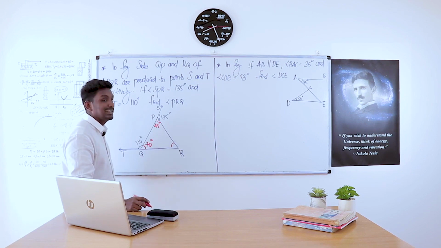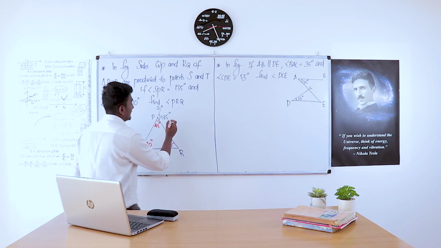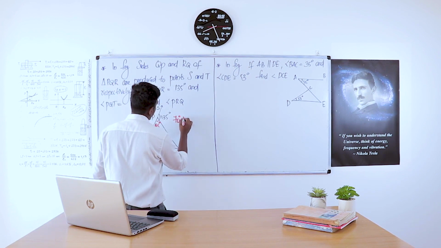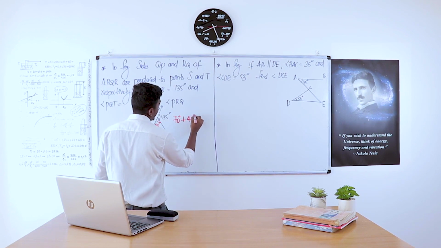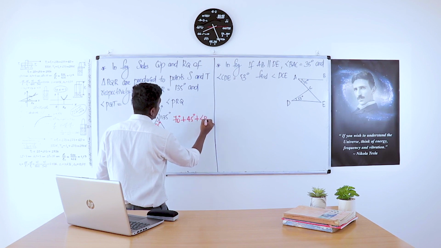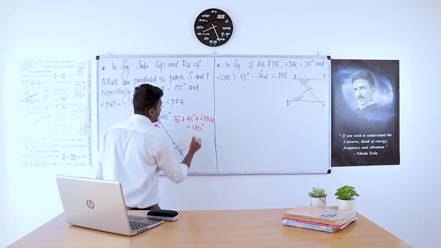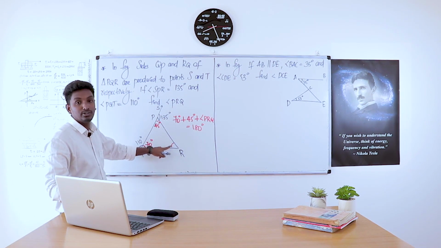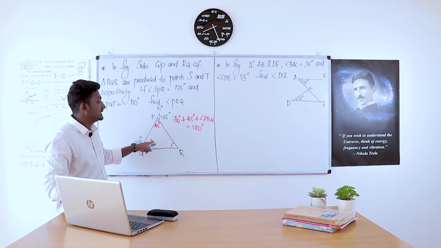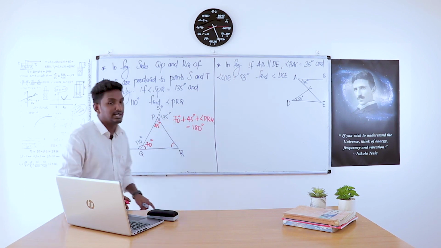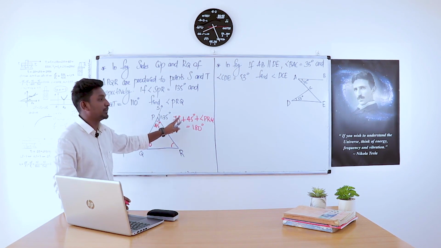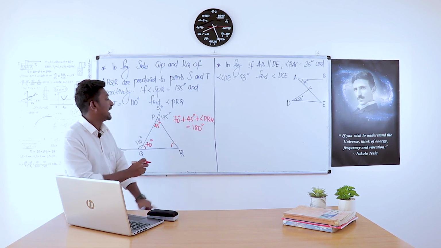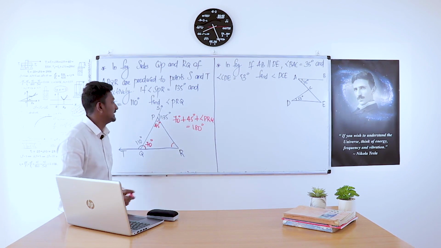angles in a triangle is 180 degrees. That is, 70 degrees plus 45 degrees plus angle PRQ is equal to 180 degrees. This is our condition. This is 70 degrees, this is 45 degrees, and we have to find the third angle. The sum of the three angles is 180 degrees. That is, 70 degrees plus 45 degrees plus angle PRQ is equal to 180 degrees.